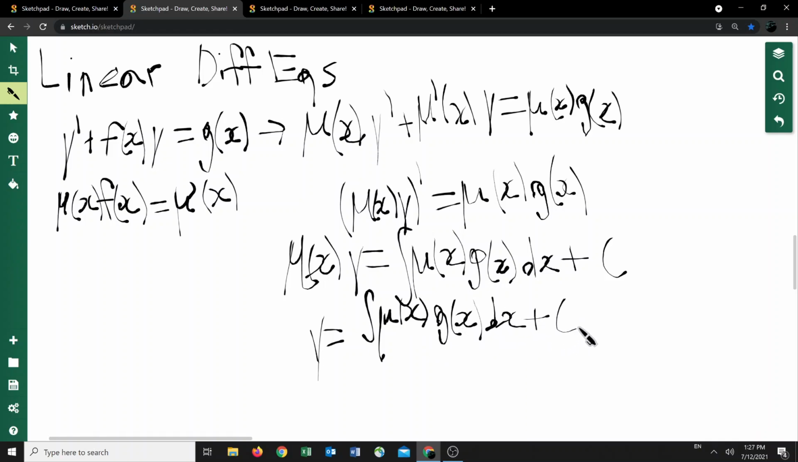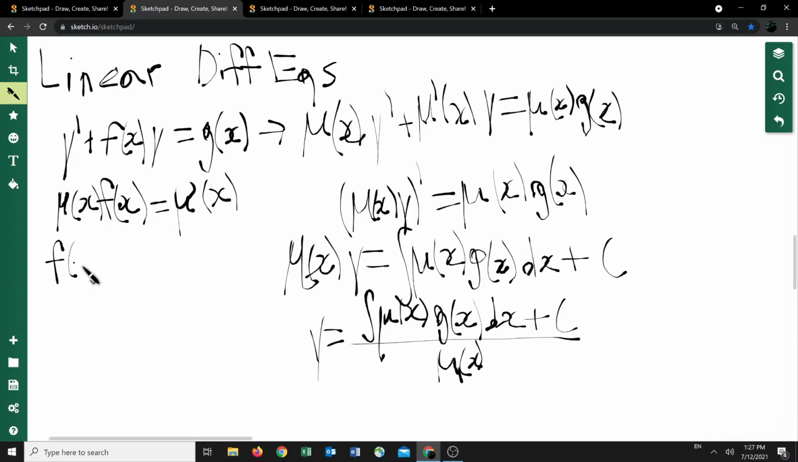Dx plus C all over mu of x. Okay, so now our goal is to figure out how to compute mu of x. Well, to do that, we're going to go back to this definition of mu of x, the property that it satisfies. And we're going to divide both sides by mu of x.